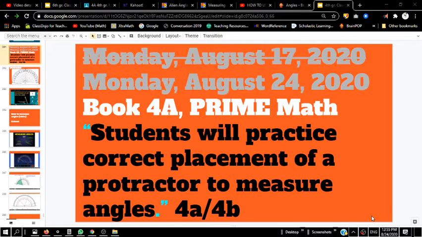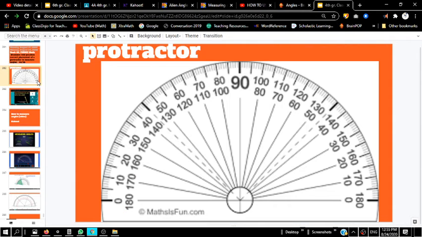Today we're going to be looking at Chapter 5 in our prime book. The concept is all about angle measurement. Students will be able to practice correct placement of the protractor to measure angles. So let's take a look at what a protractor is. A protractor is basically a tool that you can use to measure angles.